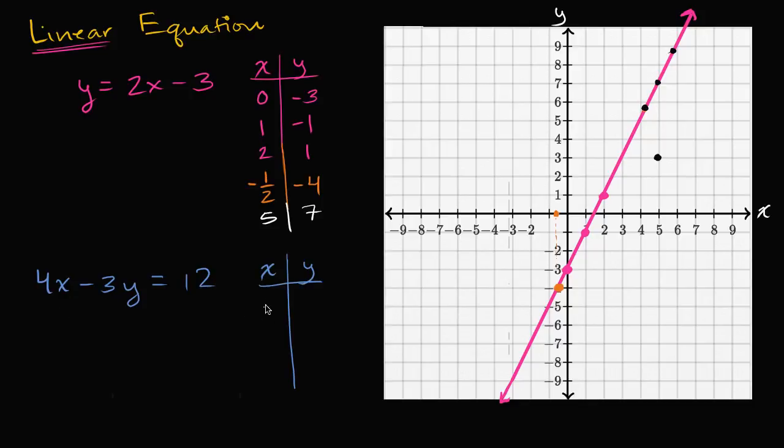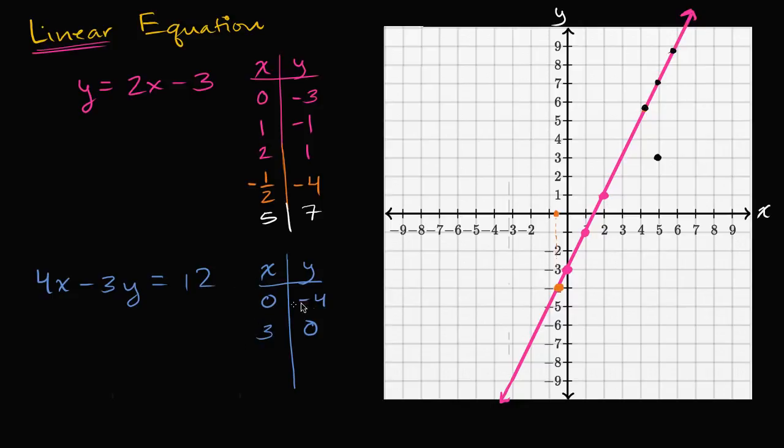If x is equal to 0, then this term goes away and you have negative 3y is equal to 12. So y would be equal to negative 4. The point (0, -4). You can verify that: 4 times 0 minus 3 times negative 4 is equal to positive 12. And if y were to equal 0, then 4 times x is equal to 12, so x is equal to 3.